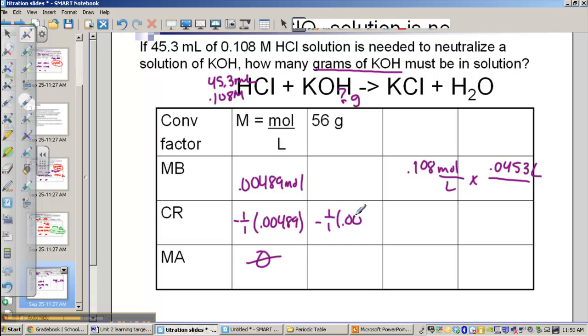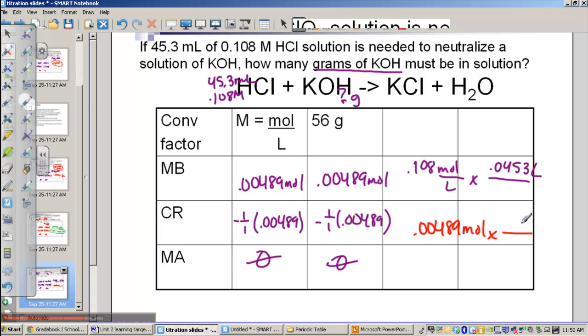Alright, we have a 1-to-1 mole ratio here, which means we lose all of those. 1-to-1 mole ratio here, which means we started with the same number of moles. So now we just calculate grams using our molar mass. So we do 0.00489 moles times our molar mass, and you get an answer of 0.273 grams of potassium hydroxide.